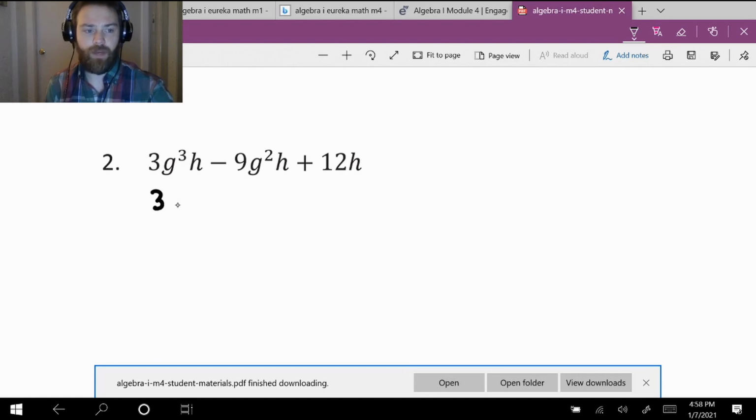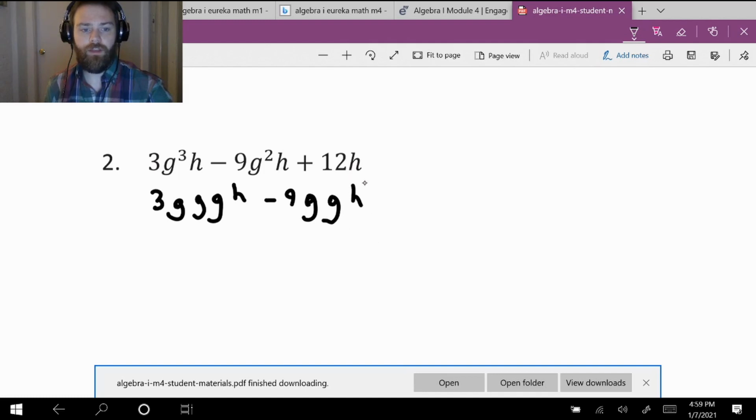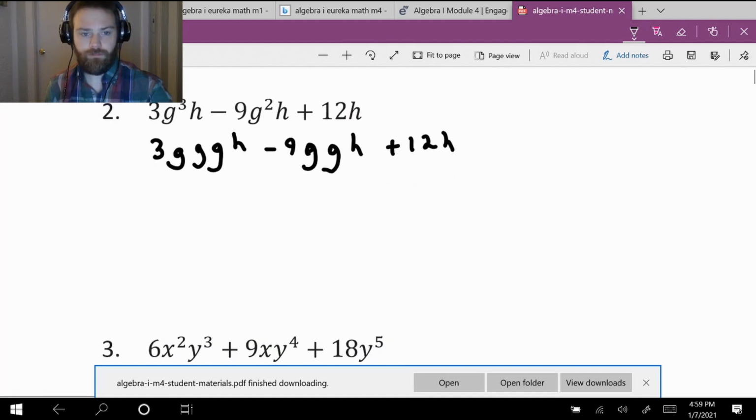If I expand this out, anytime you see something to the third power, that means it's being multiplied by itself 3 times. So g times g times g, and then h. So I have 3 g's here. And then right here I've got negative 9 g times g, h. And then I've got plus 12h. So it's almost like I'm playing a matching game, right?